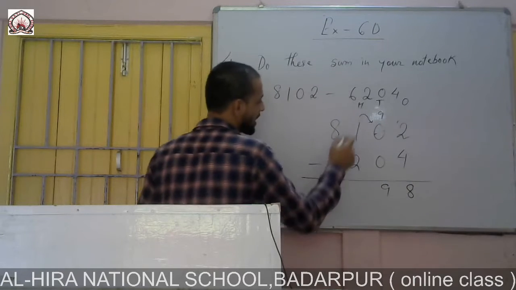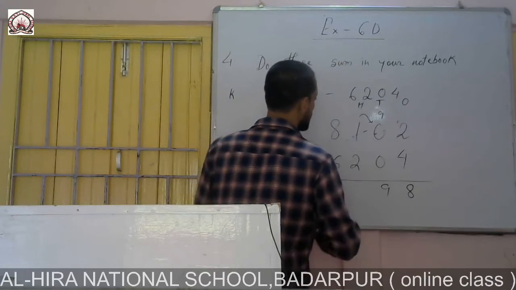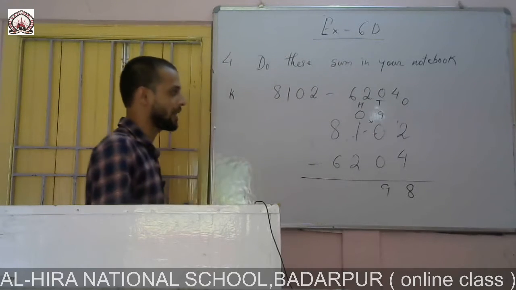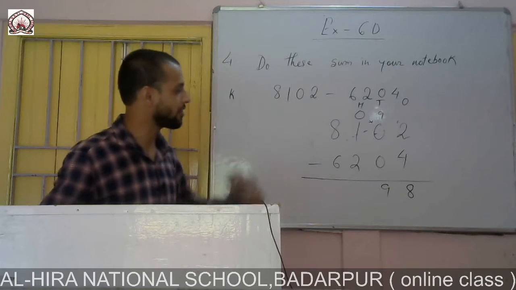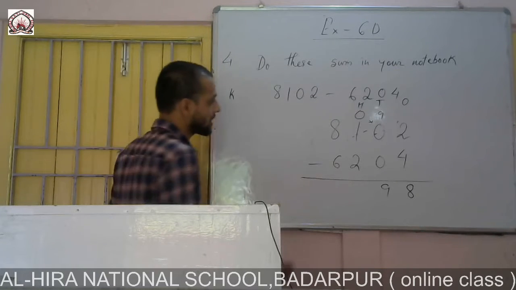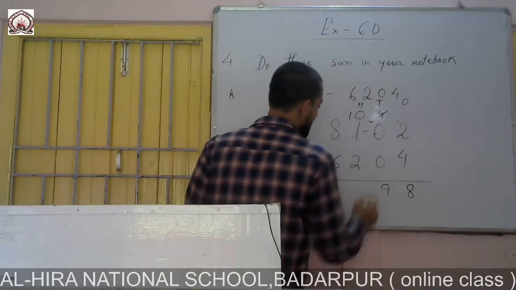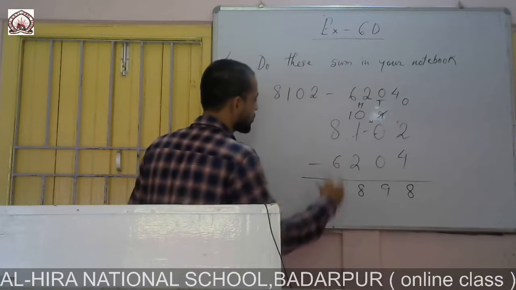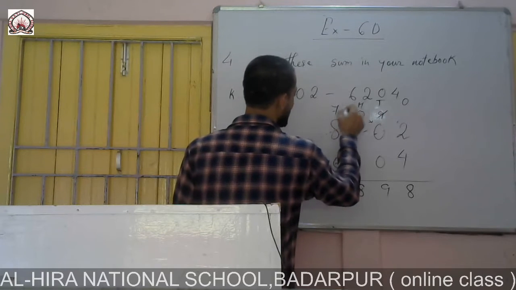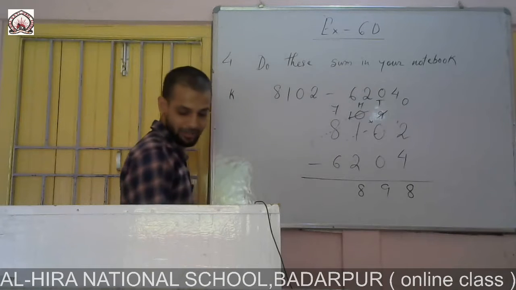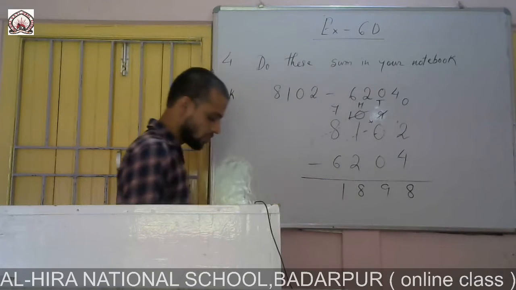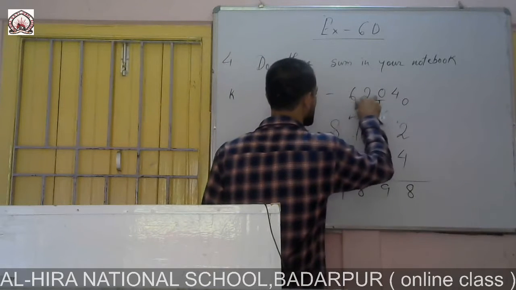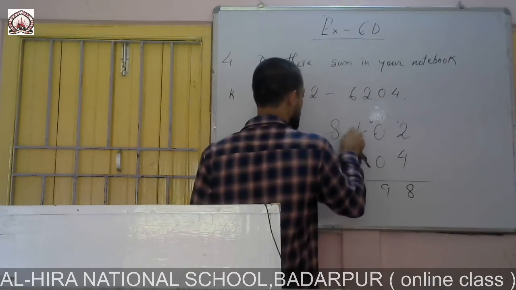Here, instead of 1, we will get 0. Again, we cannot subtract 2 from 0. So we have to carry 1. If we carry 1 from there, here I will get 10. So 10 minus 2 equals 8. Here we will get 7. So 7 minus 6 equals 1. So the answer is 1898.